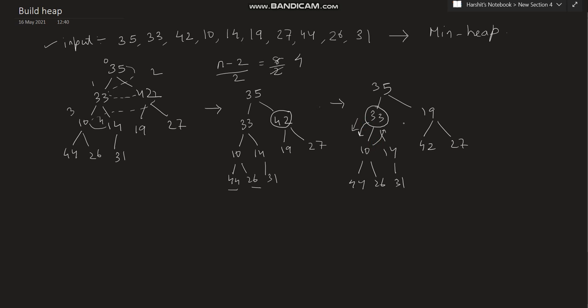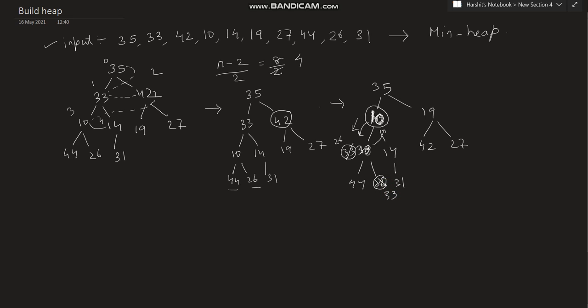So on swapping 33 with 10, this will change to 10 and this one will be 33. Now again we will be comparing 33 with 44 and 26, and we know 26 is the smallest. So 26 will be swapped with 33.